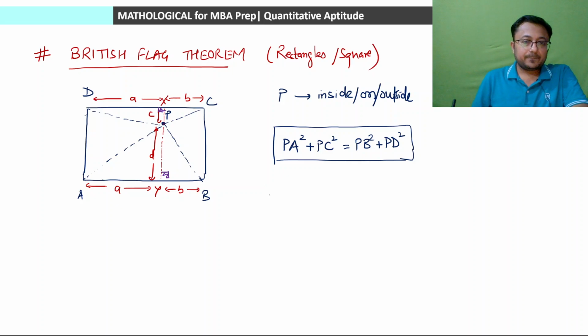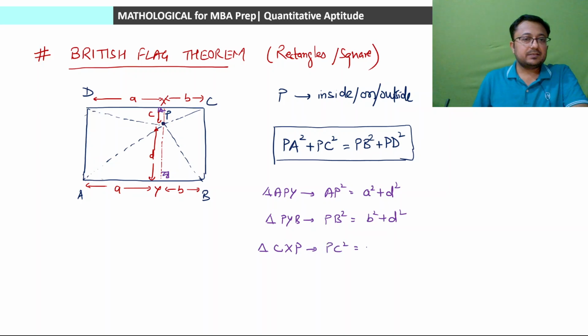So in triangle APY, AP square is equal to A square plus D square. Similarly, in triangle PYB, PB square is equal to PY square, that is D square plus B square. Similarly, in triangle CXP, PC square is equal to B square plus C square. And lastly, in triangle DXP, PD square is equal to A square plus C square. Now just add them. As proved.